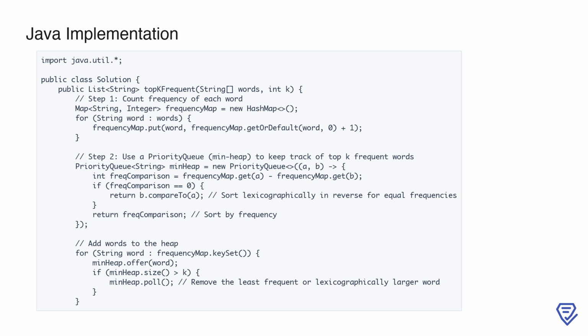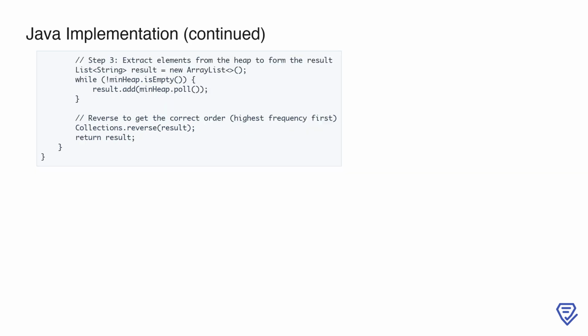We then iterate over the frequency map's keys, adding each word to the heap and removing the least desirable element when the heap size exceeds k. Now that the heap contains the top k frequent words, we move on to extracting these elements to form the result. We do this by repeatedly pulling words from the heap and adding them to a list. Since the priority queue ensures that the least frequent words are removed first, the words in the list will currently be in ascending order of frequency.